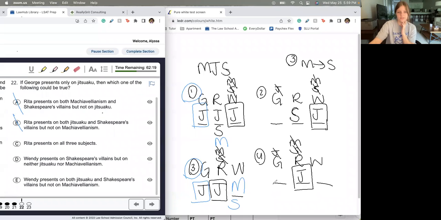C, R presents on all 3 subjects. I have that. I can have that right here because I can have all 3 of them. I would actually have to have all 3 of them. So I like that one.